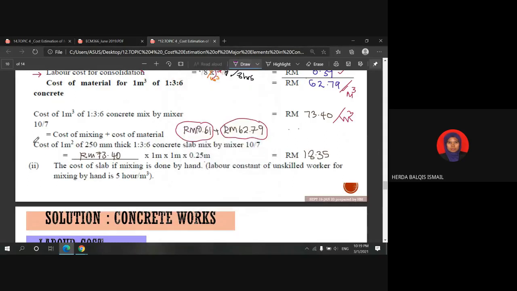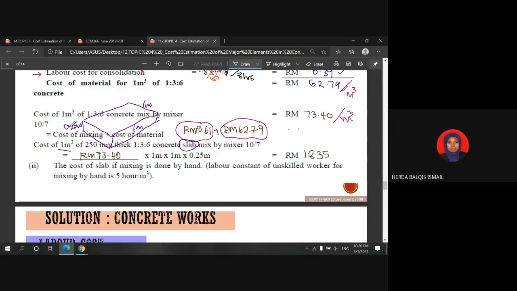In this question, we need to identify the volume of concrete required for the slab structure. Given the dimension as the area, the slab is 1 meter by 1 meter with a thickness of 0.25. So this is the volume for this particular question.